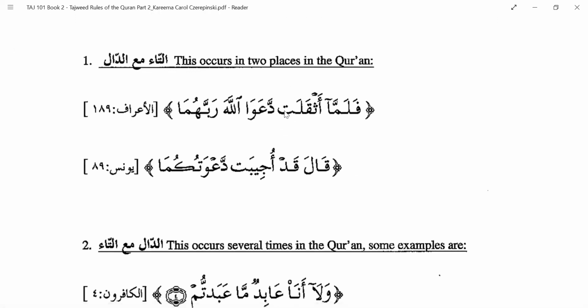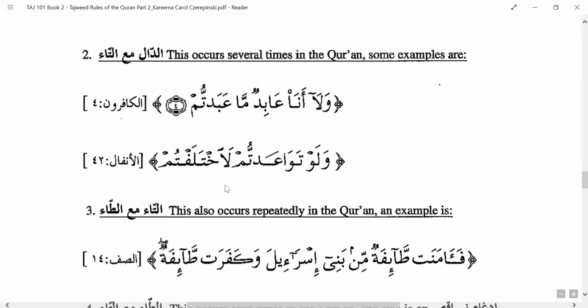So here you're going to do idgham. فلما أثقلت دعوا الله ربهما, Surah Al-A'raf. Here you're going to merge. You'll do idgham. قال قد أجيبت. You will not say أجيبت, you will come here, أجيبت دعوتكما. You're going to do idgham.